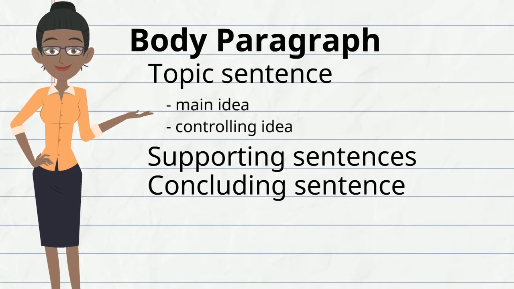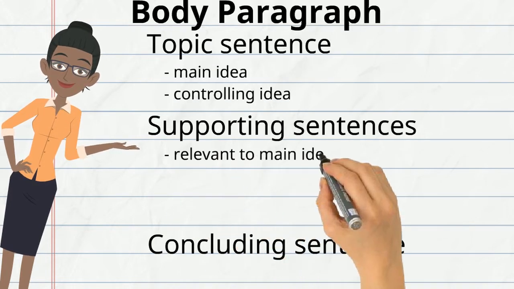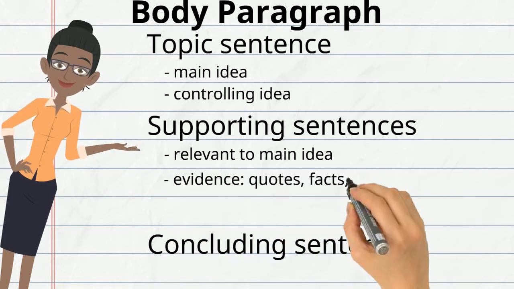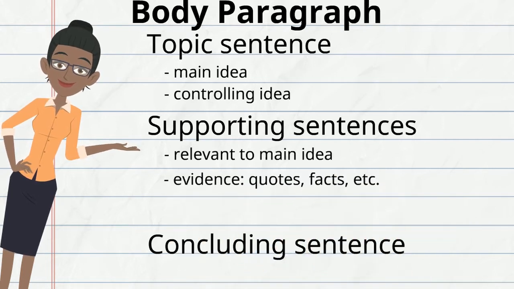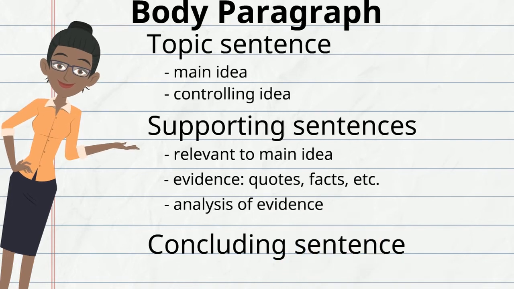What about supporting sentences? What should we know about them? All supporting sentences should be relevant. This means that they are connected to the main idea and important to the paragraph. They should include some evidence, such as quotes, facts, statistics, etc. They should include some analysis of the evidence, which helps the reader understand what the evidence means, how to interpret it, and why it is important.